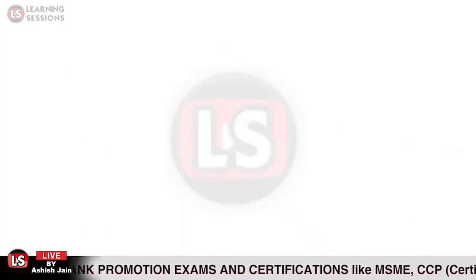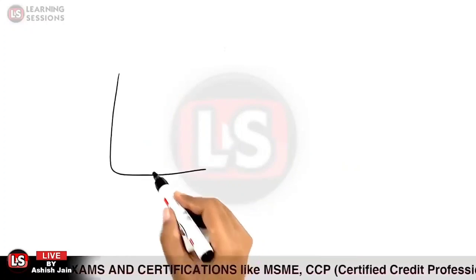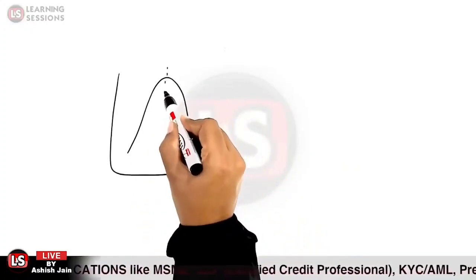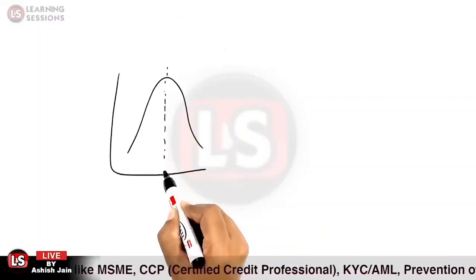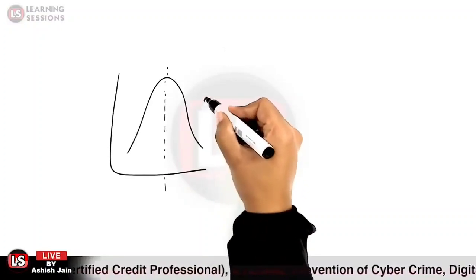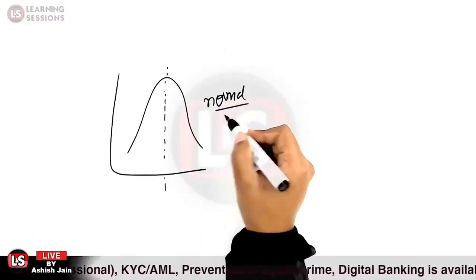And the another topic that we are going to cover over here is related to sample distribution itself. If the distribution is normal, what do you mean by the distribution being normal? If the population is distributed symmetrically around the mean, that is said to be a normal population.